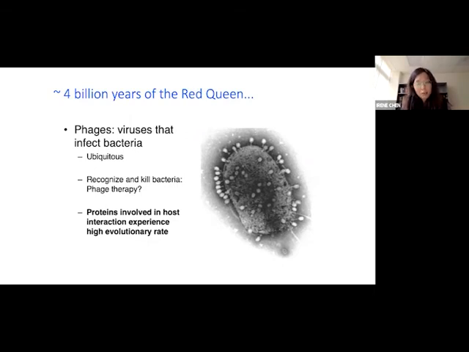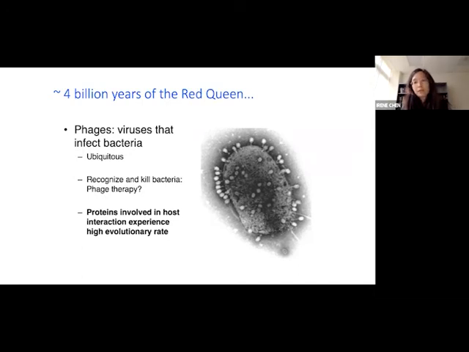They recognize and kill bacteria. So that's perhaps of obvious utility. Perhaps we can use them for therapy. People have thought about that for more than 100 years now. Basically, ever since phages were discovered, people have thought, can we use them to kill bacteria?